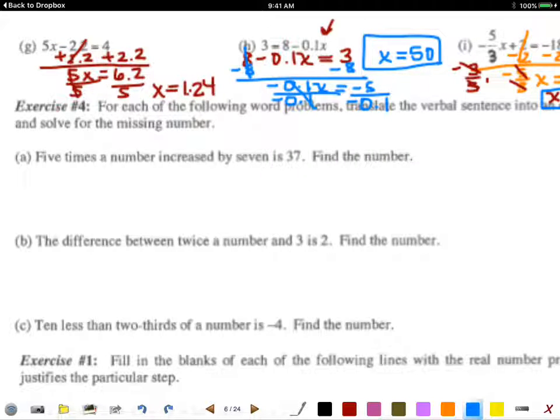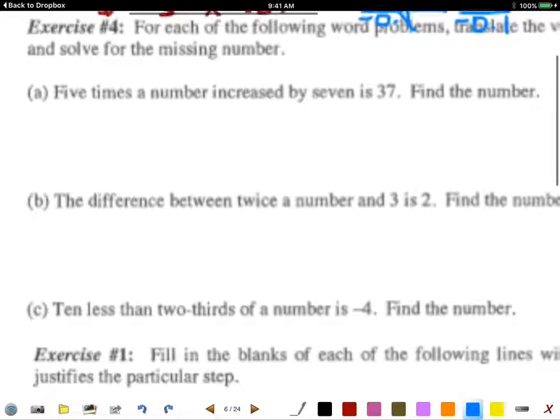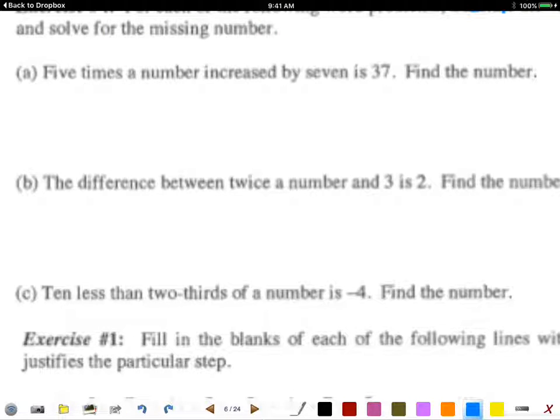So for this next section, we have to write an equation, and then we have to solve it. Okay? So this one says 5 times a number increased by 7 is 37. 5 times a number, how do we write that? 5x increased by 7 is 37. There you go. All right, solve that on your own, based on what we just did.